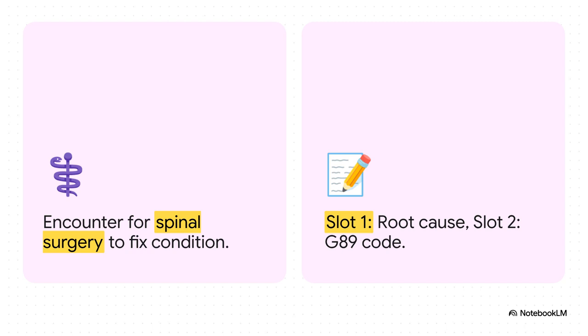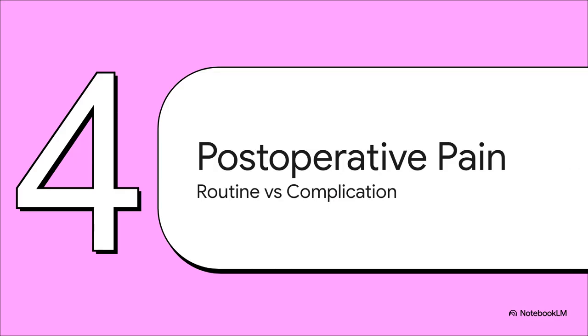You only add a G89 pain code as a secondary descriptor if it provides some extra necessary context. So, the rule of thumb here is, if you are treating the cause, the cause leads. Next up, section 4, navigating postoperative pain and figuring out what's routine versus what's a complication.